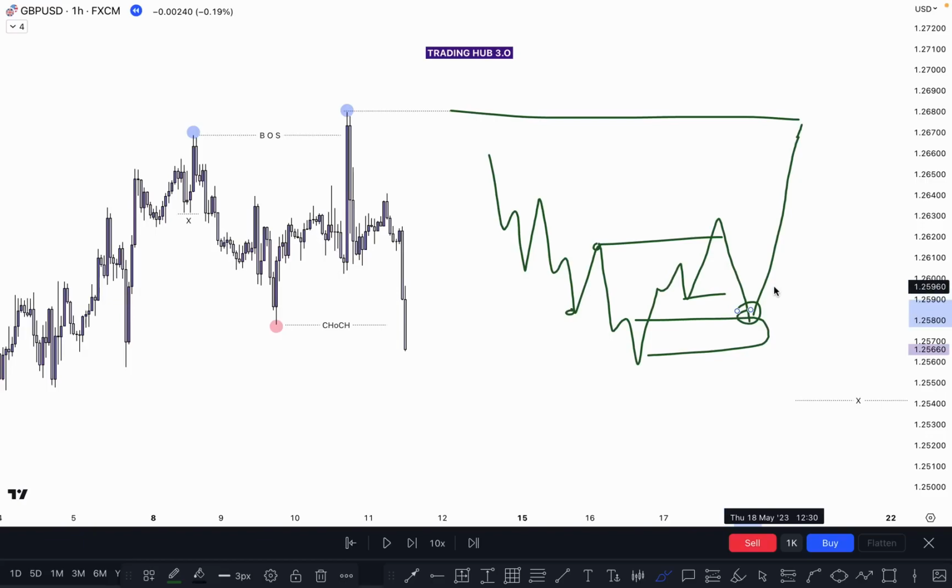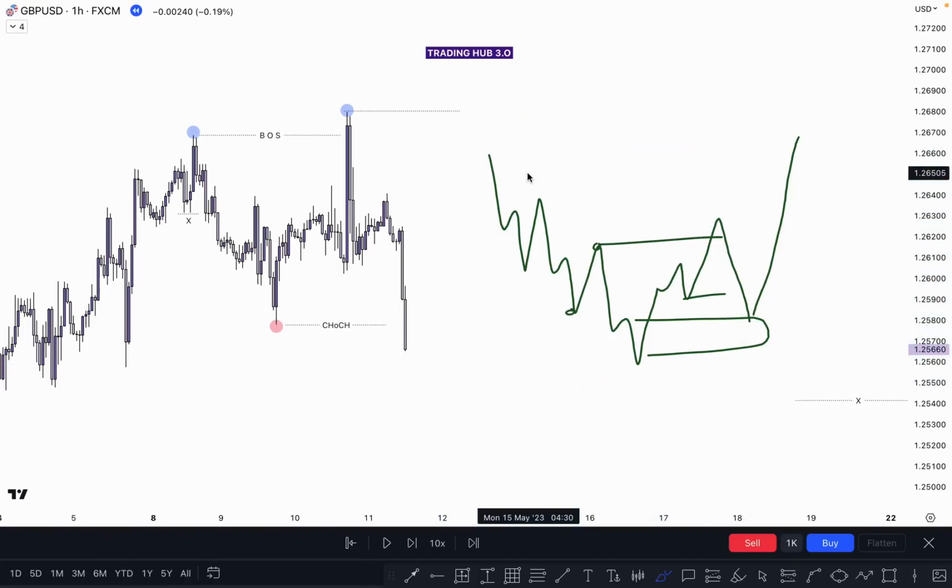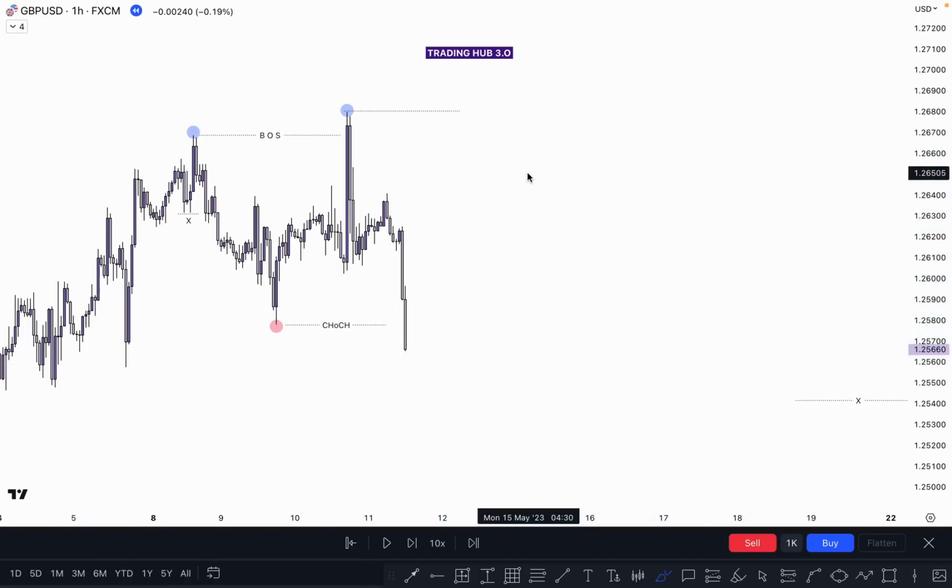But I will show you more refinement of this structure, then you can easily understand, and also you can catch very top and bottom entries, okay. So first of all, you have to understand this thing: you have to wait for the break of structure and change of character in a higher time frame, similar to this. Then you have to switch to a lower time frame as per your higher time frame. This is 1 hour, so then you have to switch to a 5 minute time frame.